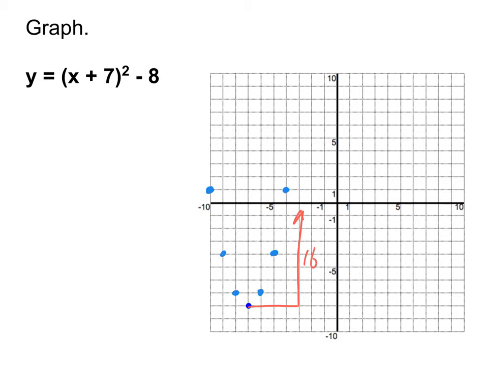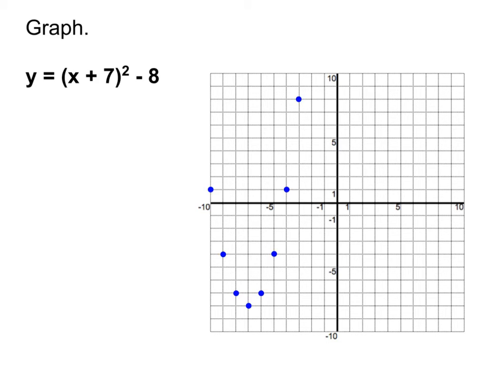Count it out. And then once you do that, you should end up plotting a point that's over 4 and up 16 to be right up here. Now in this case though, there's not a spot left for me to do that over here on the left. Theoretically there is a point right there, but it's off our grid, so we don't need to plot that one.